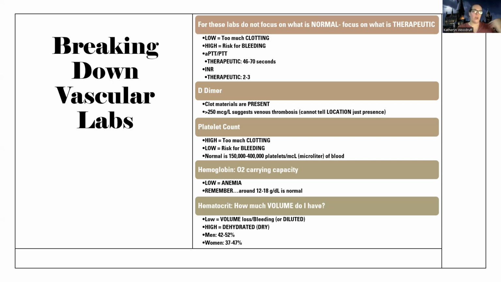D-dimers, the lab we already kind of talked about. I'm not going to go too deep into that. Just know that greater than 250 suggests that there's some sort of clot somewhere. Remember, that's like when your kids can tell that you have presents hidden somewhere. They don't know where they are or what they are, but they know they're somewhere because you have all the materials that you need to wrap presents.